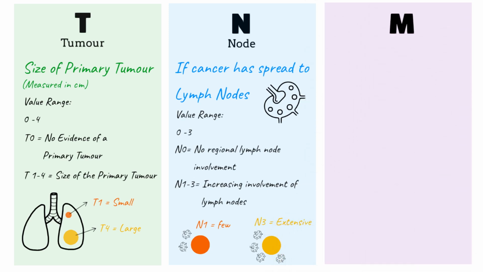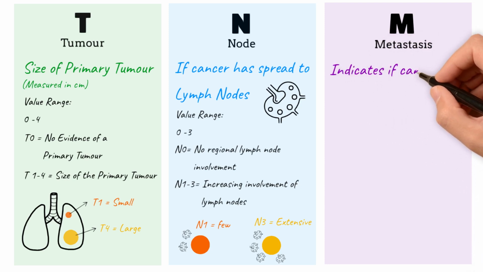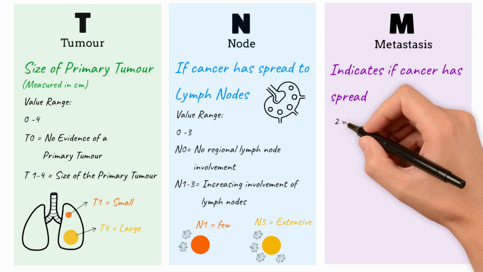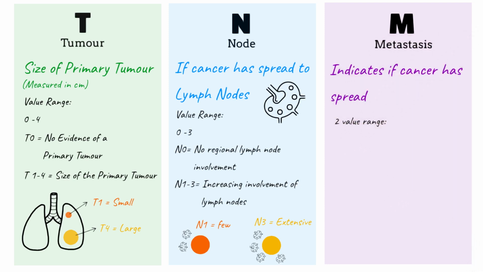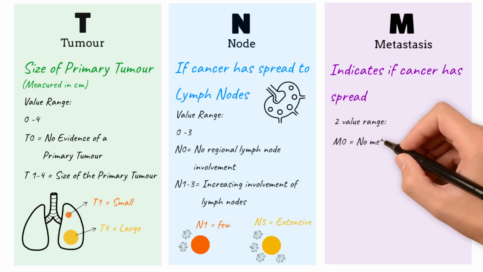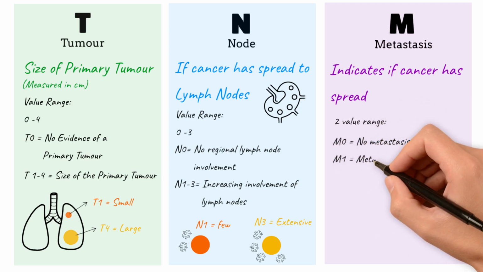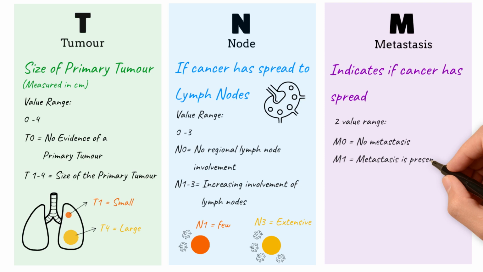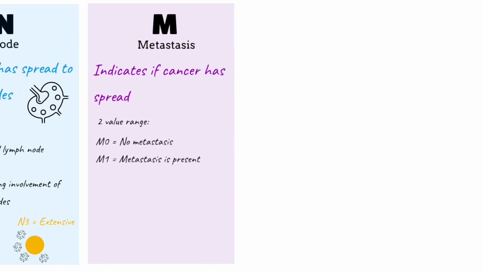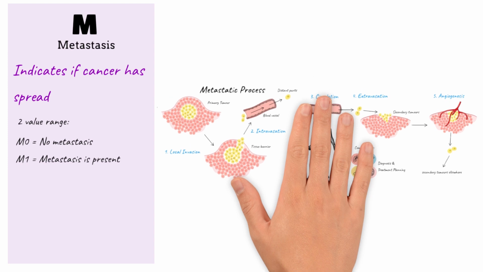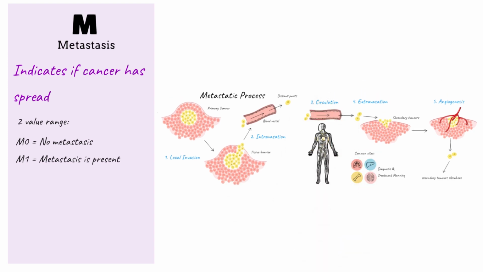M stands for metastasis. This indicates whether the cancer has spread to other parts of the body and can only have one of two values. M0, which indicates that there is no metastasis, or M1, which means there is metastasis present, indicating that the cancer has spread to other organs or distant lymph nodes. Looking at the metastatic process again, we can see that the M is related to the formation of secondary tumors.